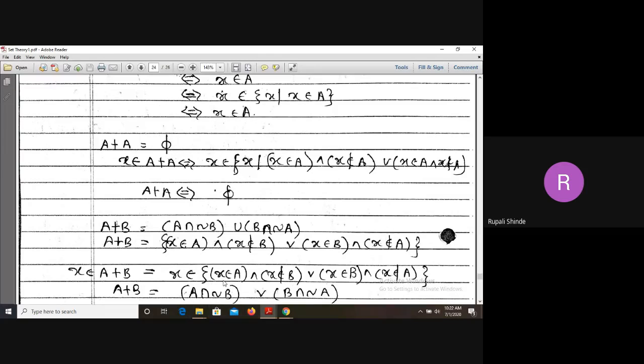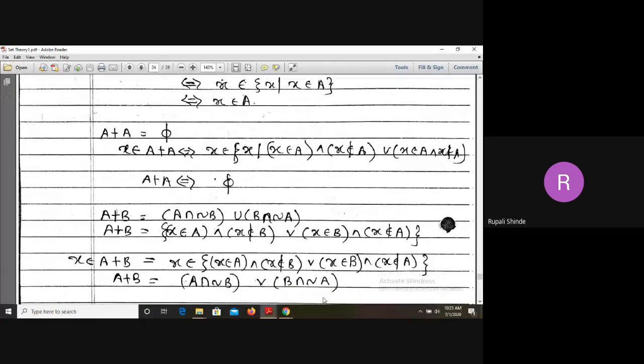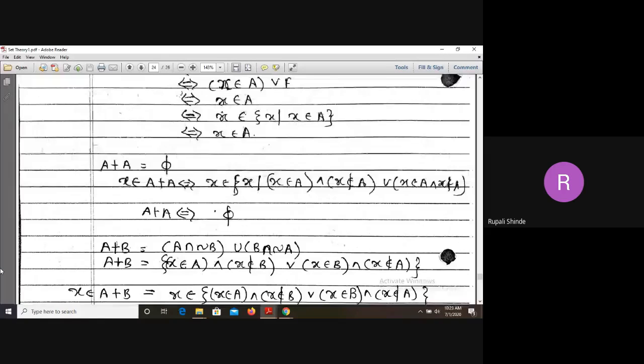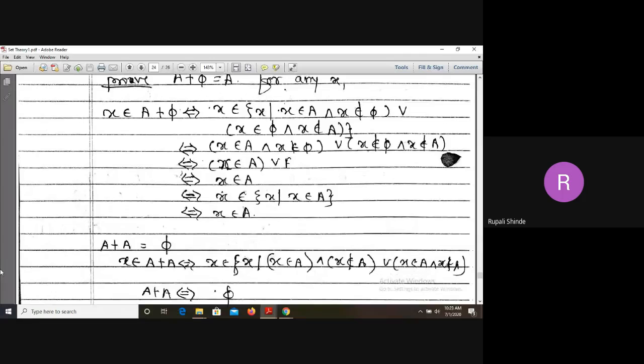Now, what is the meaning of this first bracket? X belongs to A and does not belong to B. This is A intersection negation B, because that element does not belong to B. Again, we keep this all as it is. Now, X belongs to B and X does not belong to A means B intersection negation of A. So here we have proved A plus B is equal to A intersection negation B or B intersection negation A. Likewise we can prove all these statements related to symmetric difference.